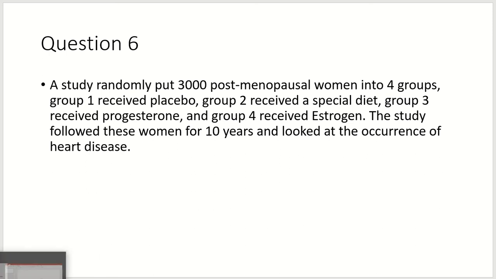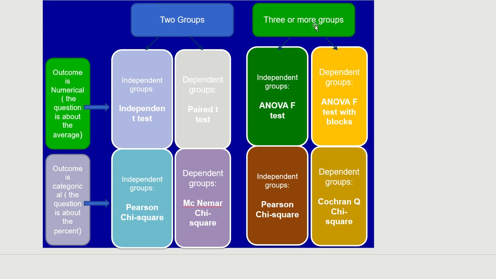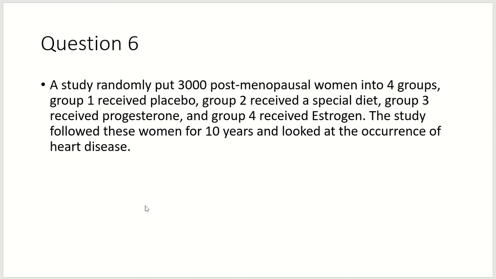Let's look at our map. What does our map say? So you have 3 or more groups. Your outcome is categorical. These are independent. So you're going to use, again, the Pearson chi-square. So how do you write your null hypothesis? Proportion of heart disease in group receiving placebo equal proportion of heart disease in group receiving special diet equal proportion of heart disease in those receiving progesterone equal proportion of heart disease in group receiving estrogen. Now, for this to be complete, I have to say that this is for postmenopausal women.